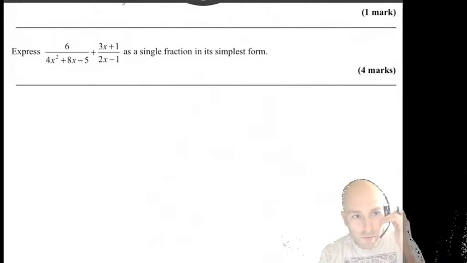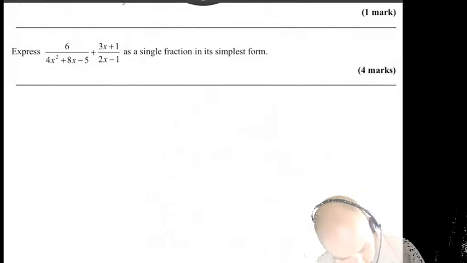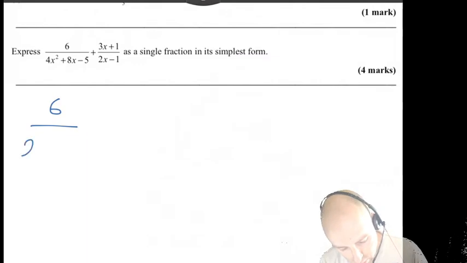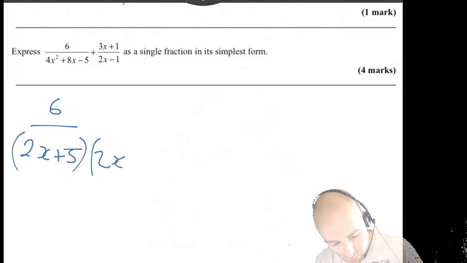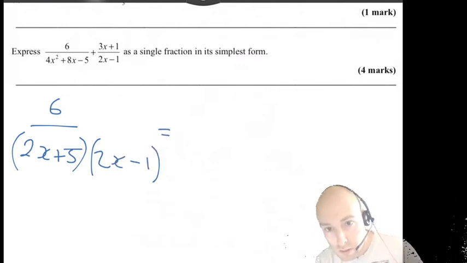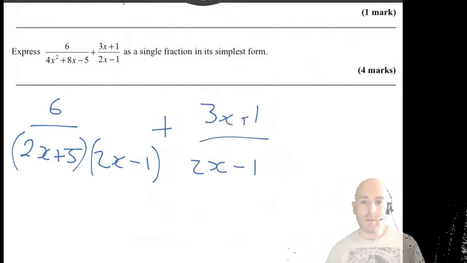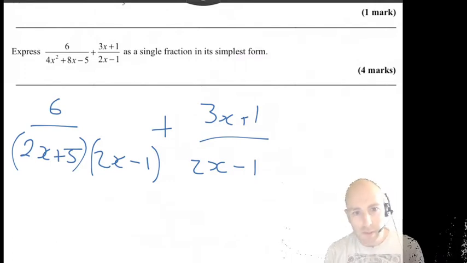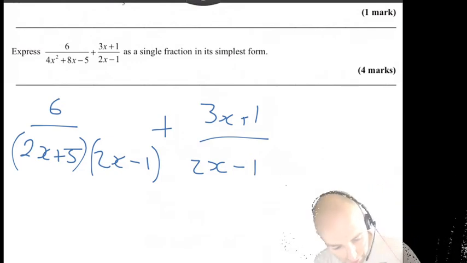So we're going to factorize the denominator. So 6 over, it'll be 2x plus 5, 2x take 1, plus 3x plus 1 over 2x minus 1. Okay, so you'll notice both of these have a common factor of 2x take 1. So if we get a common denominator of 2x plus 5 by timesing this fraction here by 2x plus 5 on top and the bottom, we can get a common denominator.